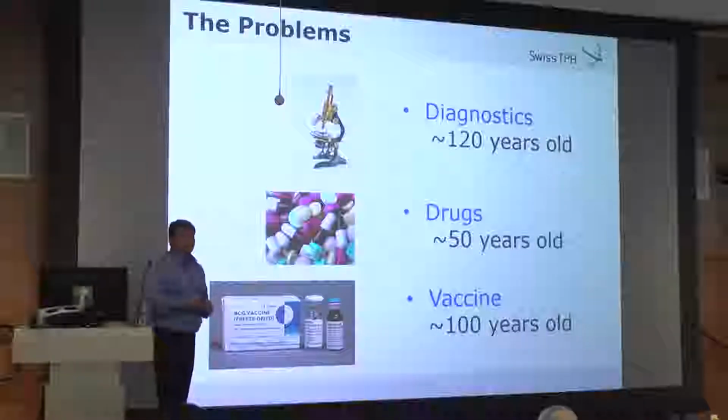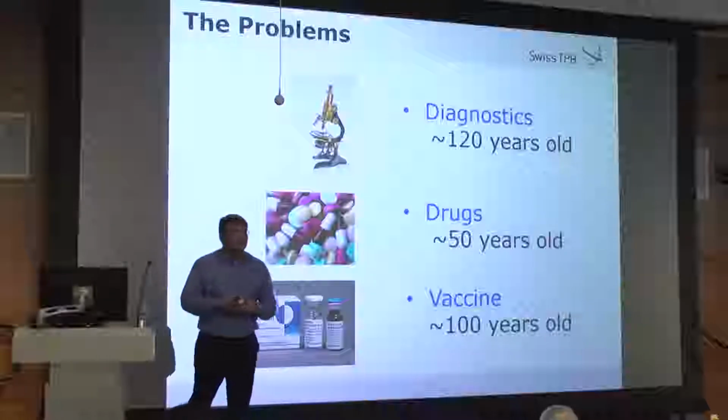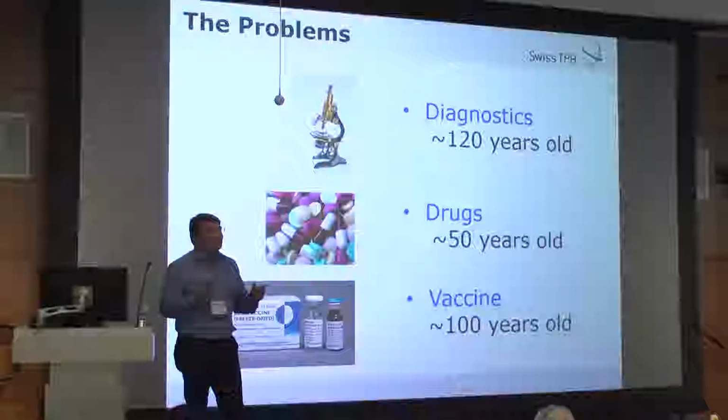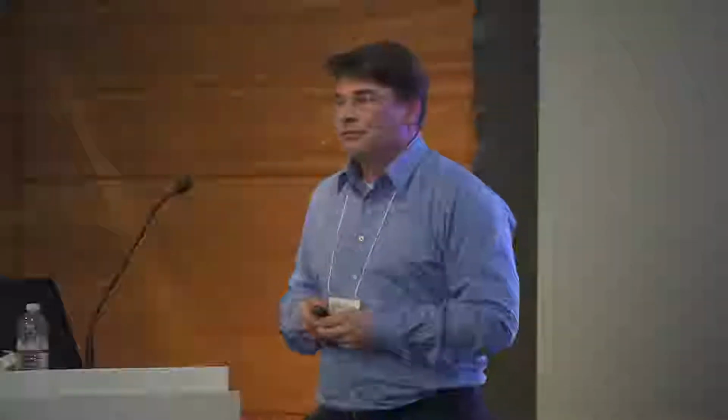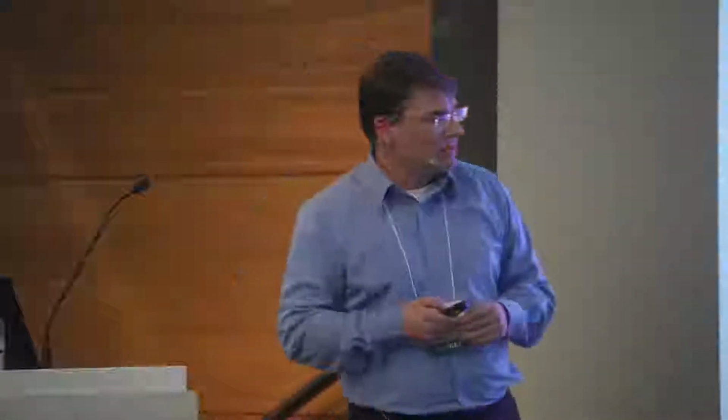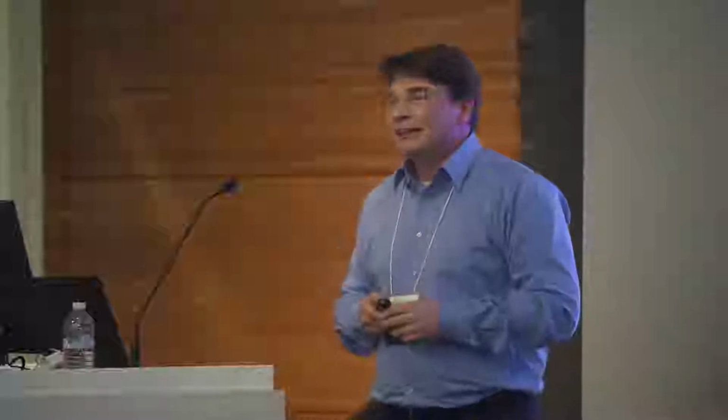Similar problem with the drugs, 50 years old on average. These are cocktails of drugs, 4 or more drugs that need to be taken for 4, 6 months, 2 years sometimes if you have multi-drug resistant tuberculosis. So big problem there as well. And then the vaccine, BCG, which essentially does not work in terms of protecting against pulmonary TB in adults, which is really also the transmissible form of tuberculosis.